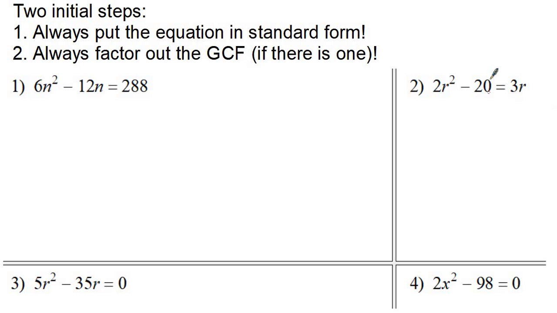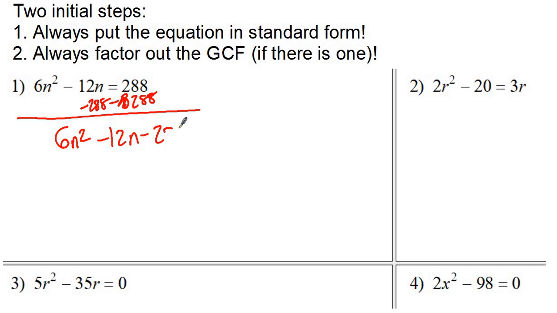Okay, so hopefully you gave those a try, and up here I point out the two initial steps. First, we always have to put these equations in standard form, which means, sorry, that's supposed to be a 288, which means we want to make them equal to 0. So 6n squared minus 12n minus 288. We'll do the same for the others when we get there.